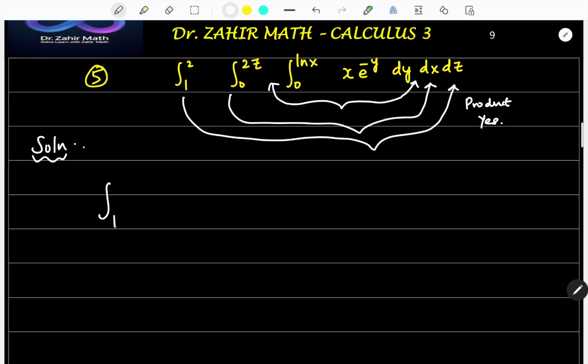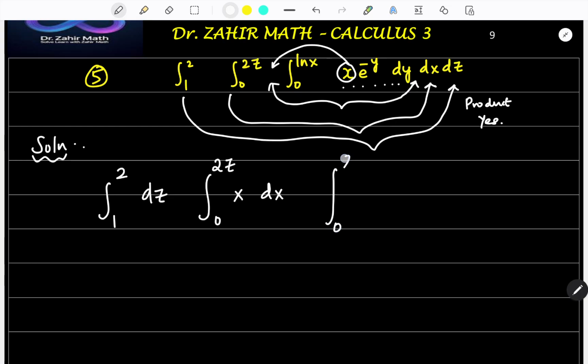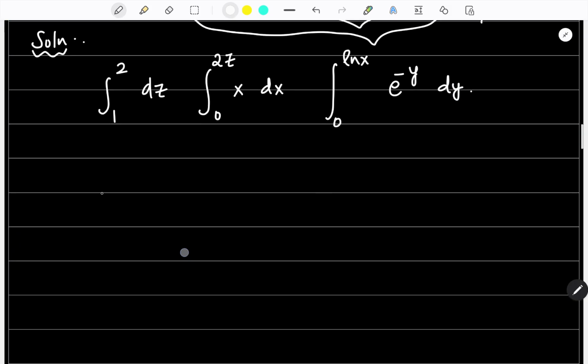So what I'm going to do, integral 1 to 2, and this is for z. There is no z here, keep your eyes on that. So integral 0 to 2z, and this middle integral goes with respect to what? x. So let me pull this x over here. So it is x and dx. Then I pull this dz here. And then integral 0 to ln x, I just make here e power minus y dy. So everything I'm just moving according to that. So integral 1 to 2 and then dz, integral 0 to 2z x dx. Okay, right.